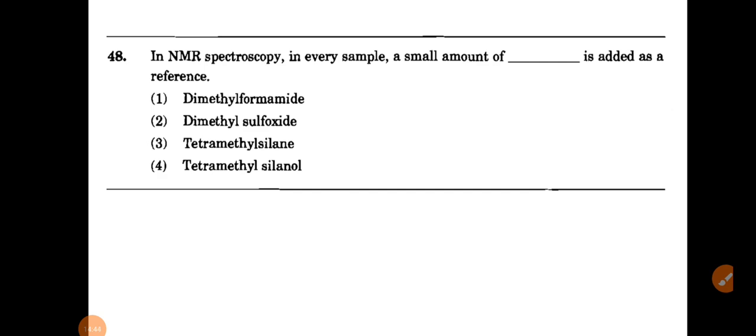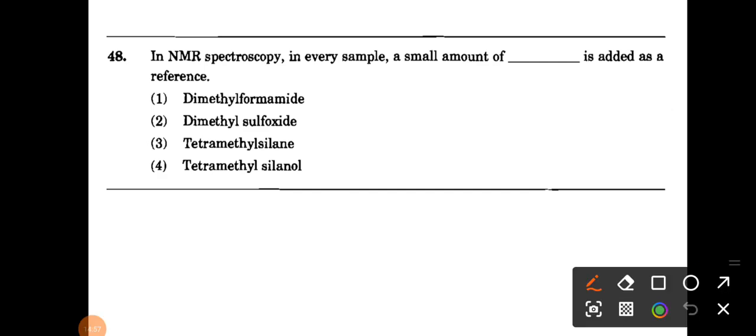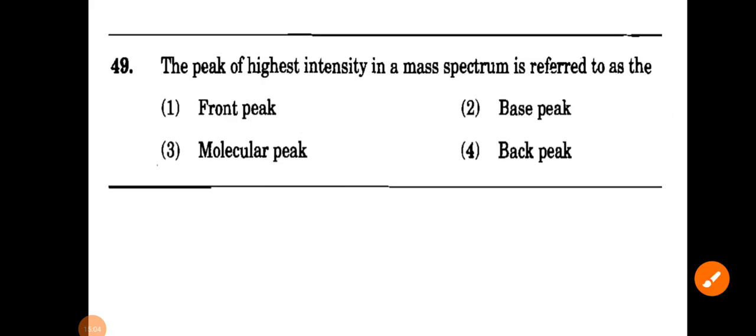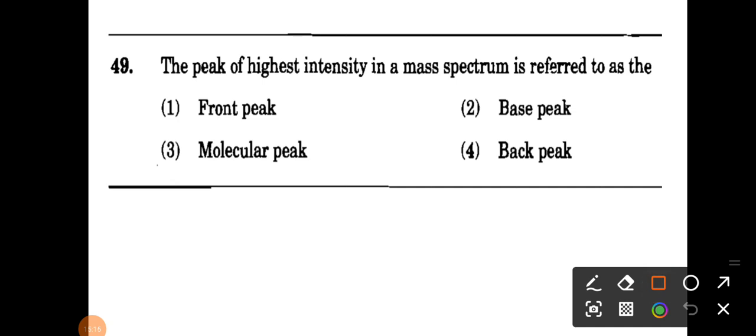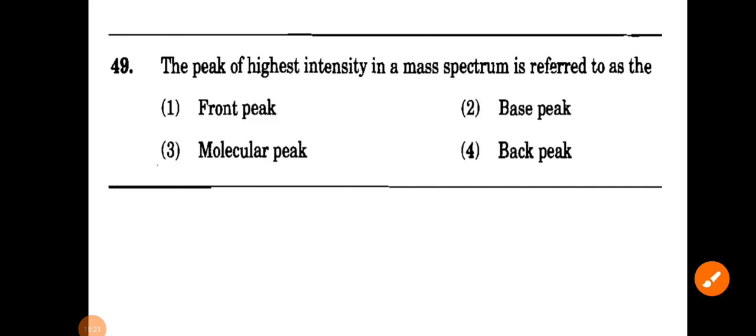The next question: in NMR spectroscopy, in every sample a small amount of dash dash is added as a reference. So what is the option here? That is tetramethylsilane. Previously also we have seen the same question. Tetramethylsilane is the reference standard we are using. Next, the peak of highest intensity in a mass spectrum. That is also a very basic question. The highest intensity peak is nothing but the base peak, the base peak in mass spectrometry.